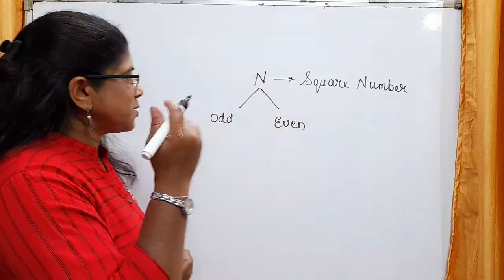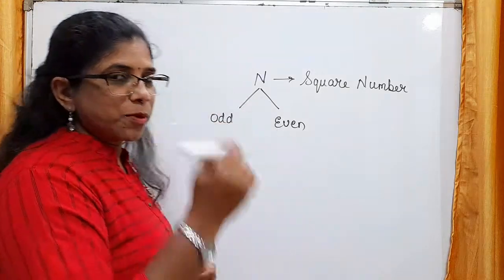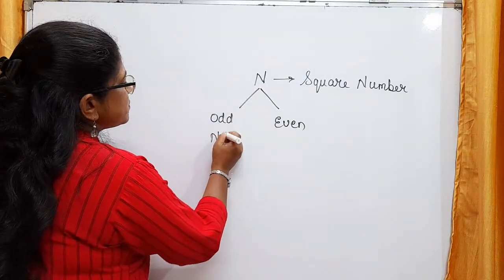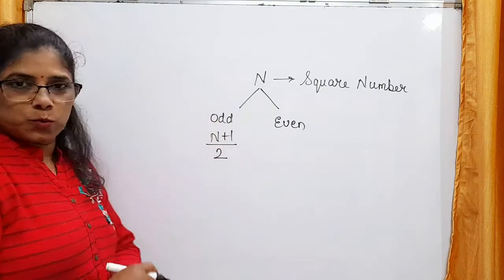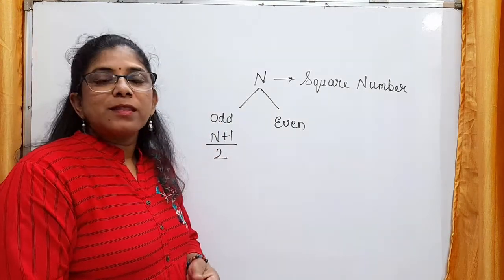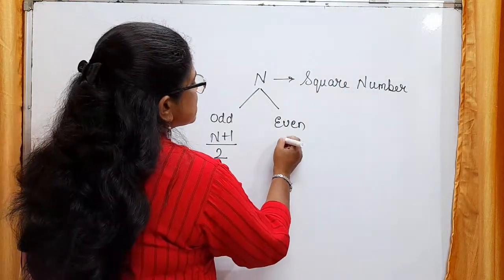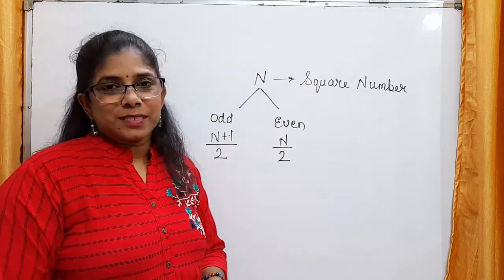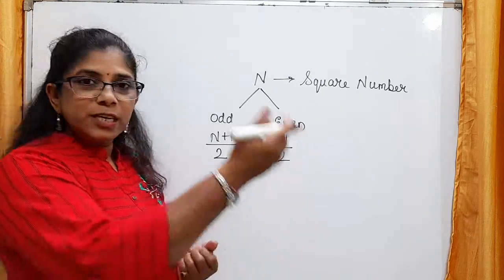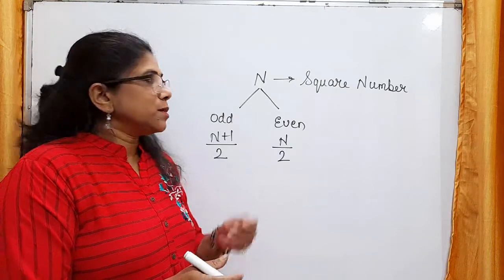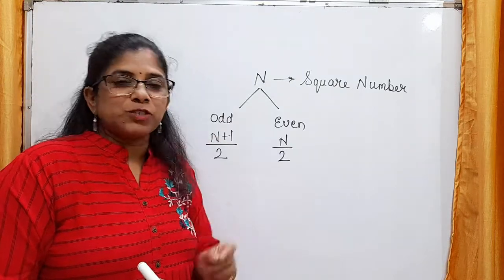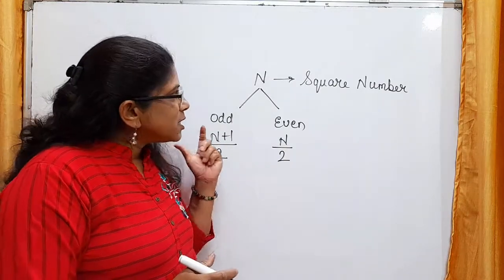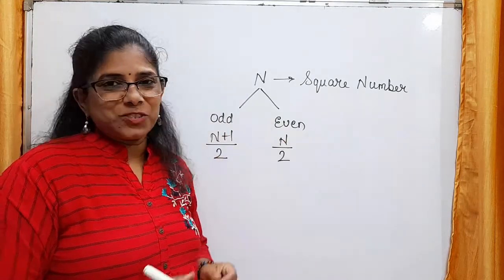Now if n is an odd number, then the number of digits in its square root is going to be (n plus 1) upon 2. And if n is even, the number of digits in its square root is n upon 2. So this is how to find the number of digits in the square root. All these facts are quite simple, but this helps you to solve the simple questions: 1 mark question, 2 marks question, fill in the blanks, choose the correct answer. So these facts help you in such types of questions.